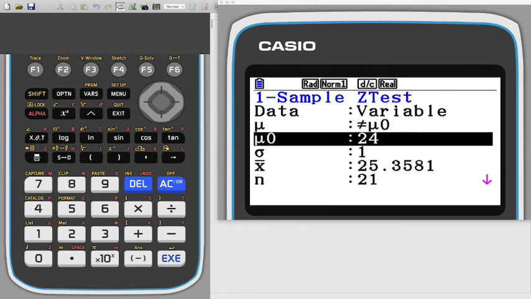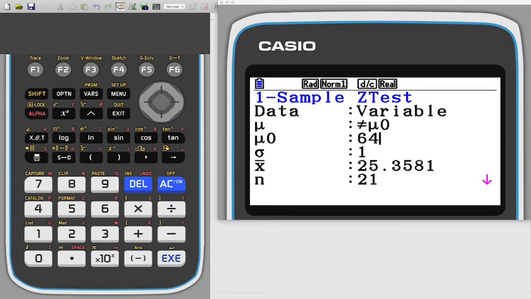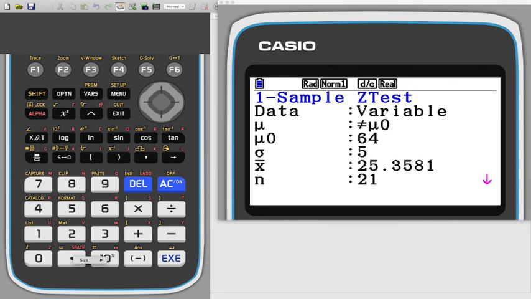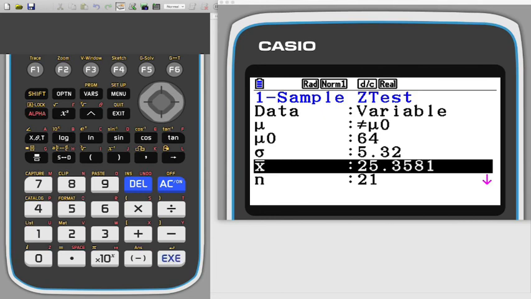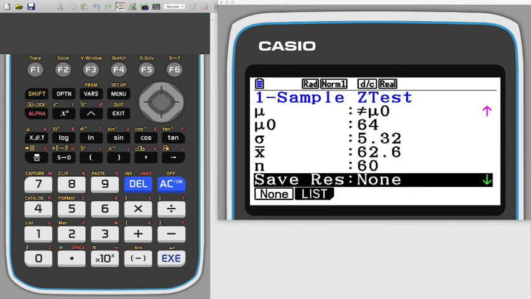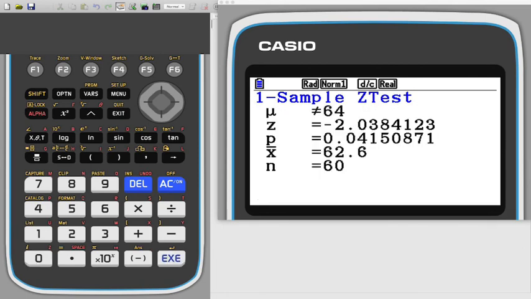The population mean is 64. The standard deviation is 5.32. Enter. The sample mean is 62.6. Enter, and there were 60 in the sample. If you enter, you get the Z value that we calculated, and the p-value. So again, you would just reject H0.